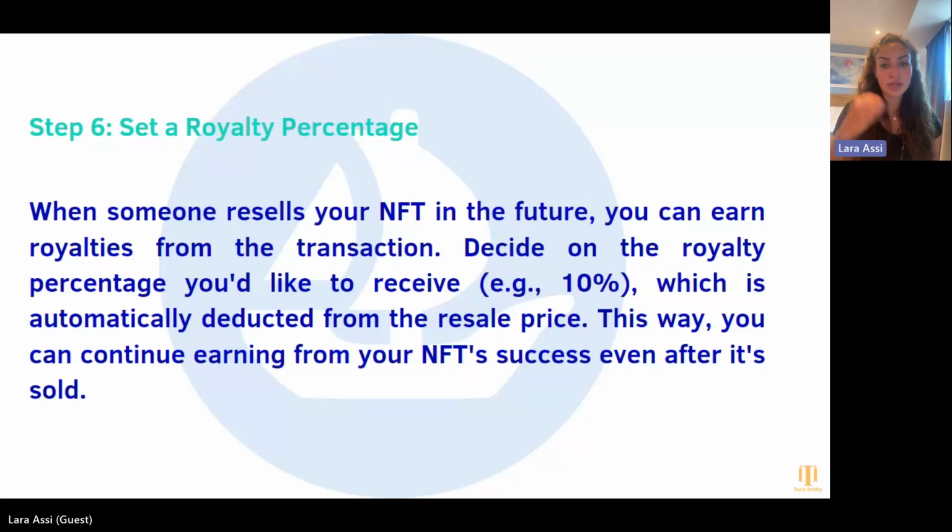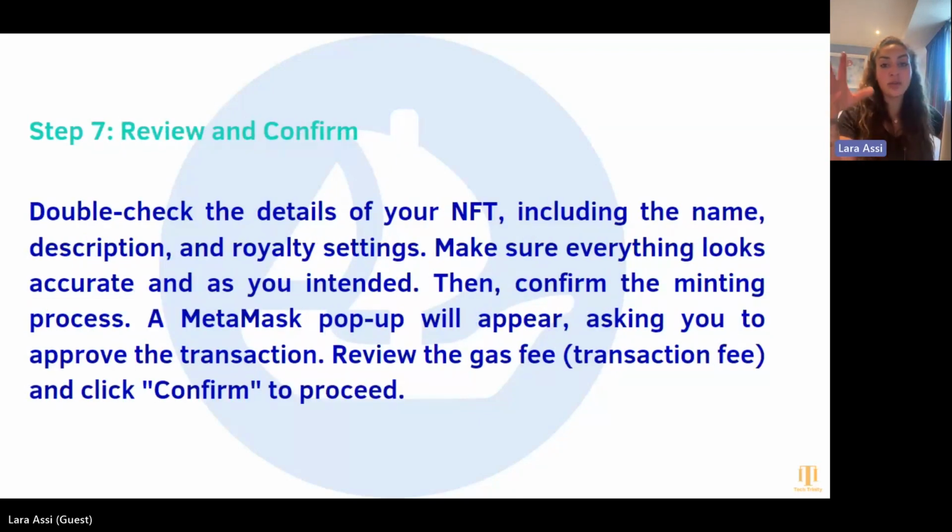And as we were saying about these attributes, before you hit that create button, you have an option to add the royalty that you want when it's sold on secondary markets. And now after you finish and review all of the information that you've submitted, you just hit confirm, and then you confirm the minting process. This is where you're going to have a pop-up from MetaMask asking you to approve that transaction, and you'll review that transaction fee, the gas fees, and then click confirm to proceed.